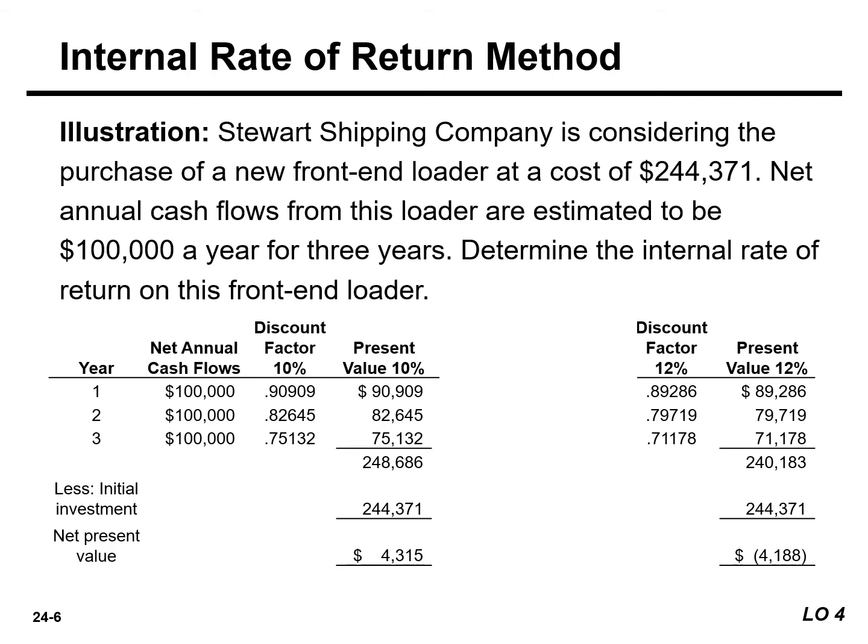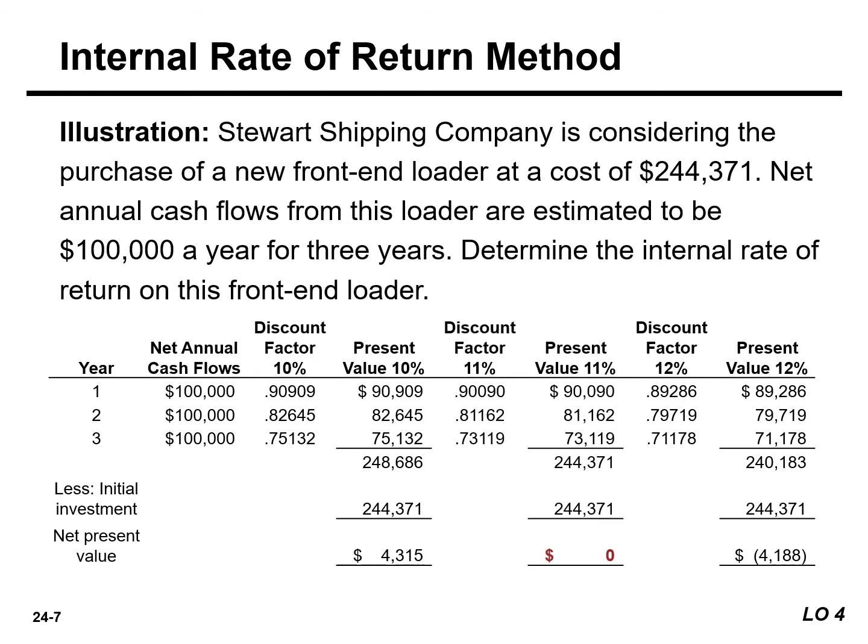Stewart Shipping has a positive net present value of $4,315 at 10%, and at a rate of 12%, it has a negative present value of $4,188. At 11%, the net present value is 0. Therefore, 11% is the internal rate of return for this investment.